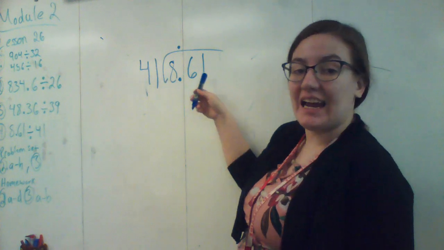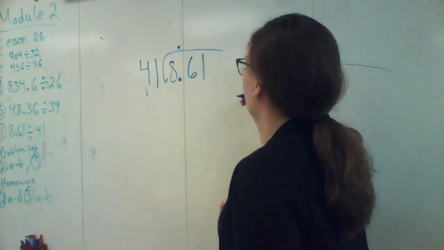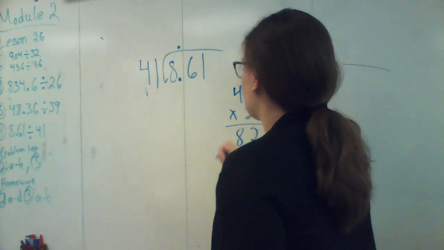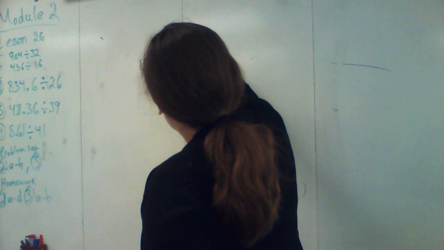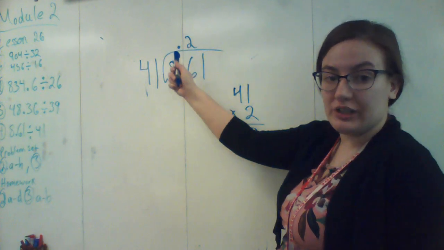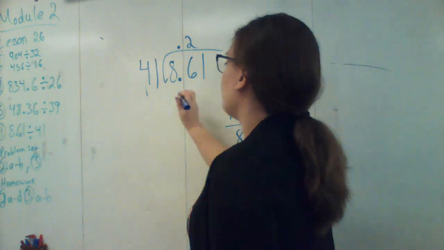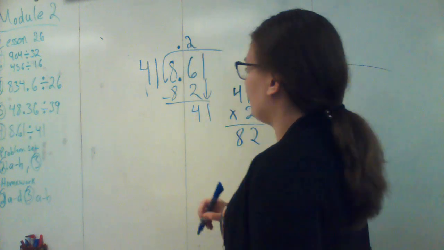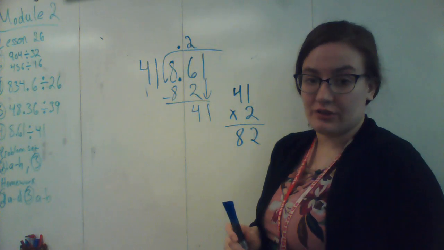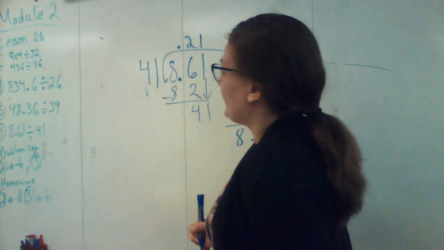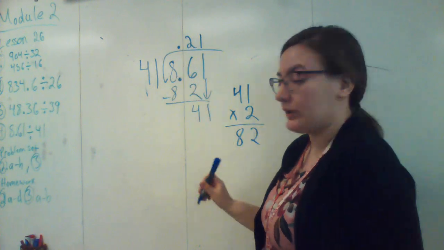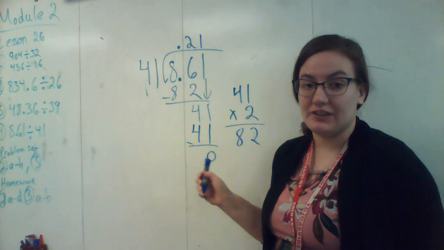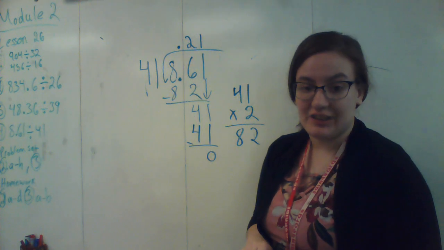So 41 can fit into 86 2 times. So I'm going to do 41 times 2. 1 times 2 is 2. 4 times 2 is 8. Now that number 2 is going to go right up above that 6, just like it normally would. The only thing different is we have a decimal there. So 41 times 2 is 82. I'll subtract, bring down, and then I figure out how many times 41 can go into 41, which is nice and easy. It's only 1 time. And then 41 times 1 is 41. And then I subtract, and I get a final remainder of 0. So I know I can stop. I don't even have to add zeros at this point.